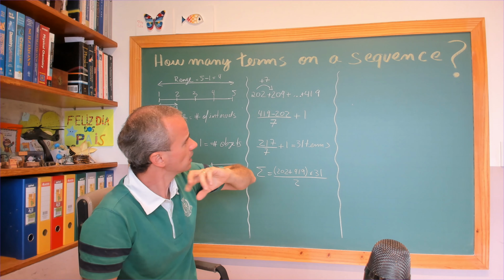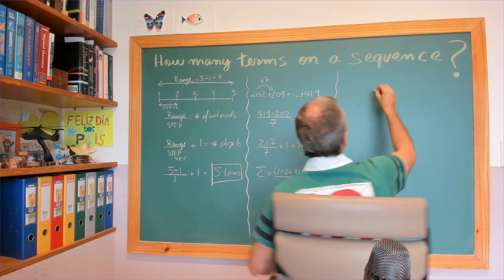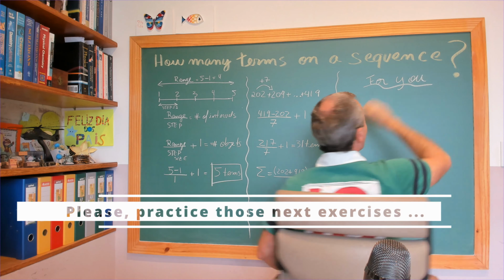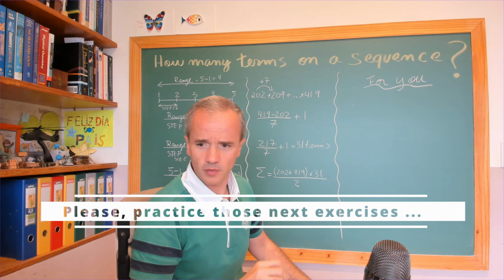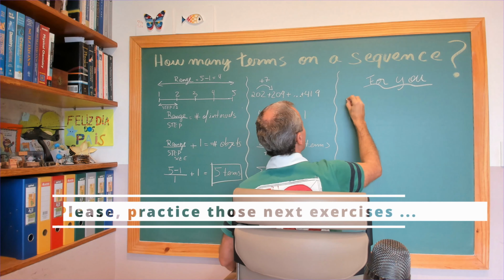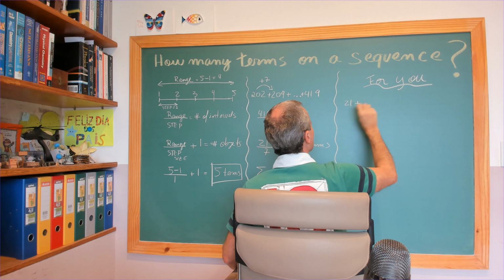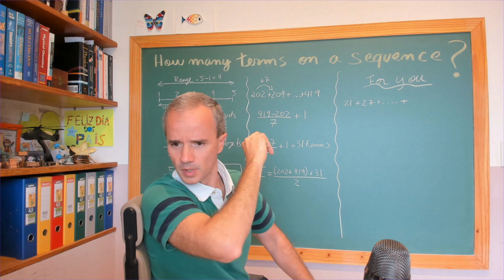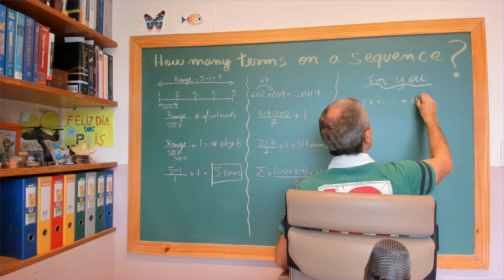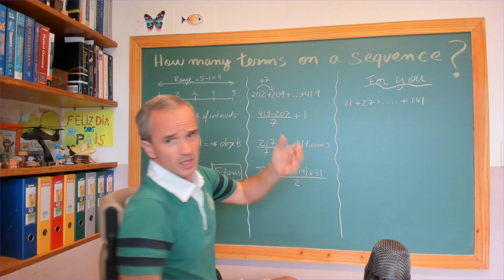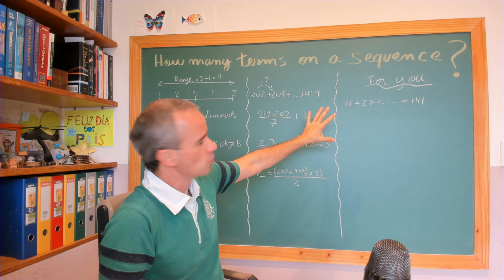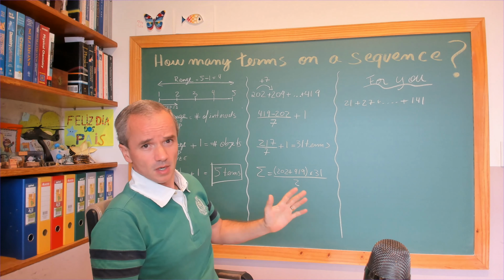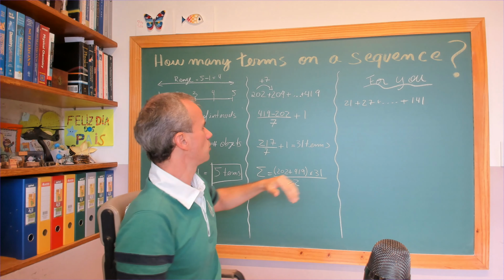Now, to finish, this is for you. I'm going to give you 2 exercises. The first one is going to be 21 plus 27 plus up to 141. Please pause the video so you can think. Take a piece of paper or do it mentally if you want to. I'm going to consider you already stopped it, and I'm going to continue.